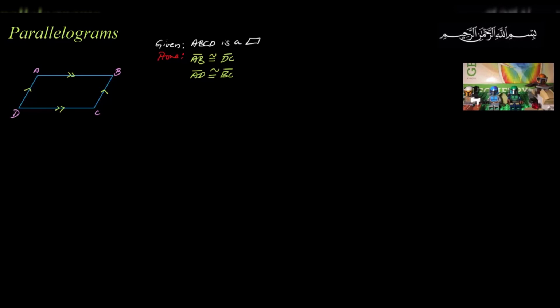Now, we are asked to prove, let me get rid of this so it doesn't get too cluttered, that AB is congruent to DC. We are asked to prove that this side is congruent to this side, AB is congruent to DC, and then that AD, which is this side over here, is congruent to BC over here. So that's what we are asked to prove. Now the question is, that's a pretty tall order, and how am I going to get those sides to be congruent? So that's what we're aiming for.